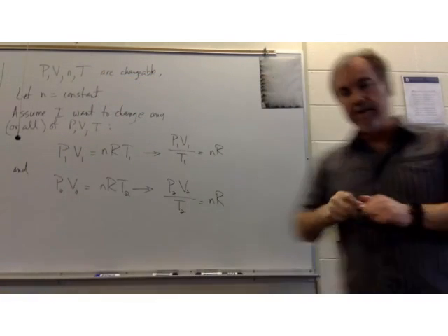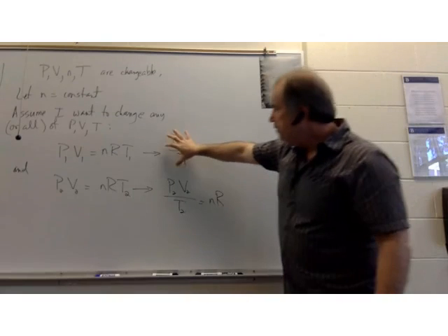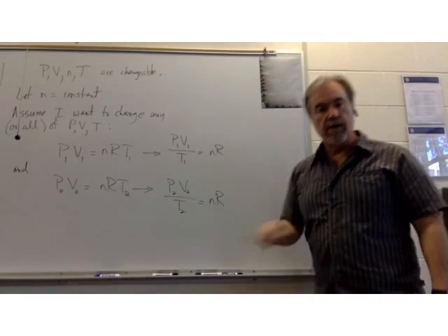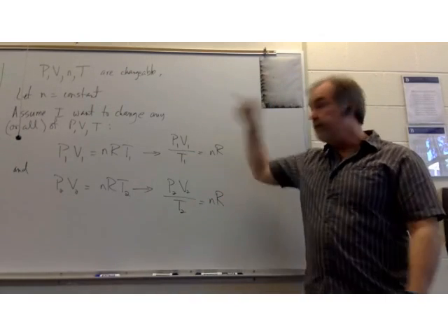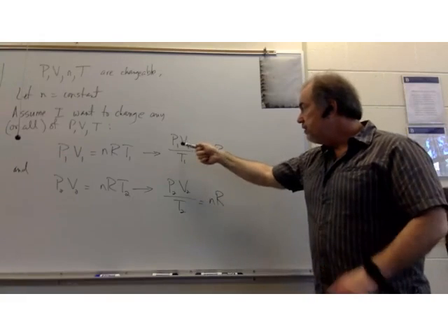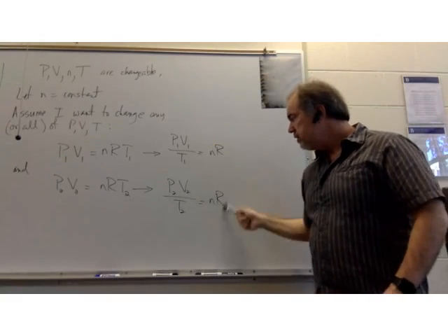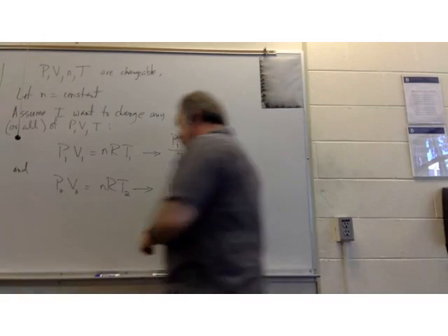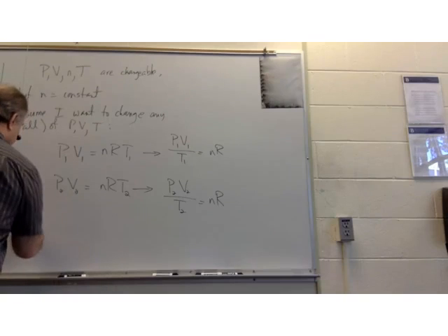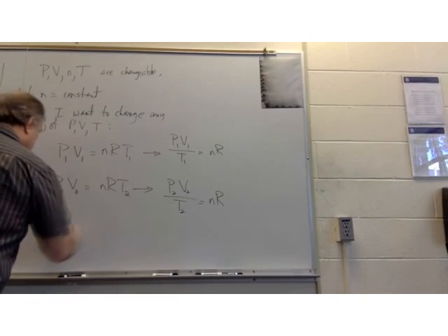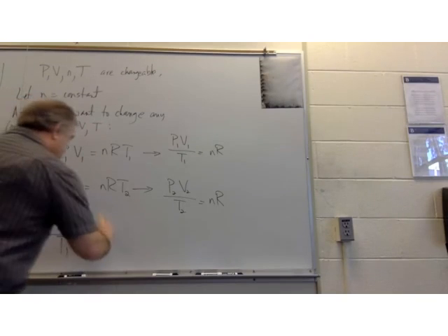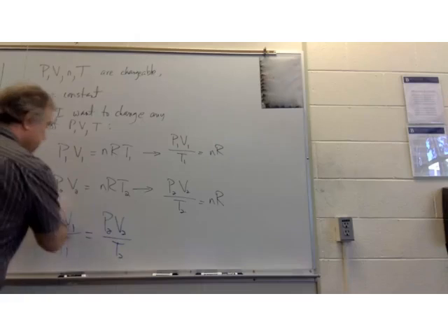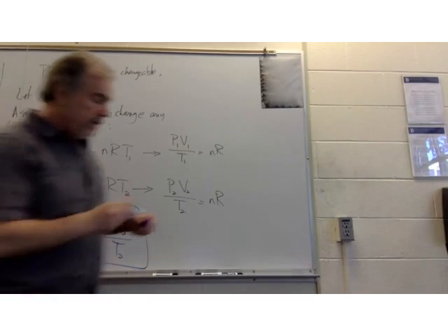Okay. Aha! Here's the thing. I now have this left-hand side, so this quantity here is equal to NR. This quantity here is also equal to NR. Remember, N is a constant only because we're assuming that it is. But since these two things are both equal to NR, they must be equal to each other. So that gives us P1V1 over T1 is equal to P2V2 over T2. And this is a useful relationship as well.